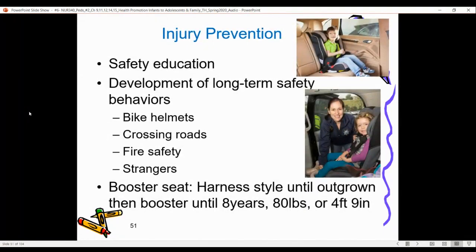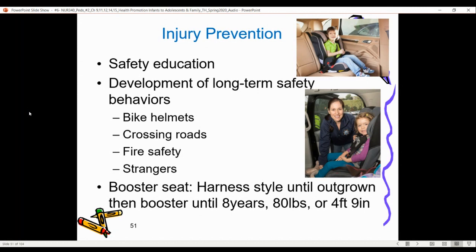Okay, injury prevention, safety education at this point, developing long-term safety behaviors. So the bike helmets, they're now old enough to start riding a bike. So they're wearing their helmets. We want them learning about stranger danger and crossing the street safely. They're now old enough to start manipulating the fire objects like lighters and matches in the stove. So we want to teach them about that safety items. And then car seat safety at this age.